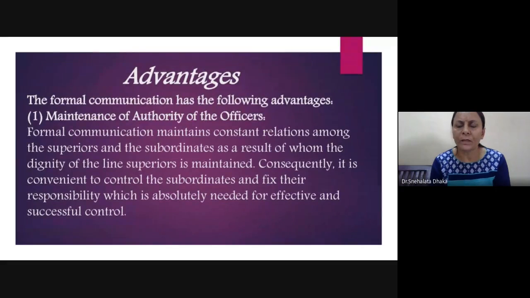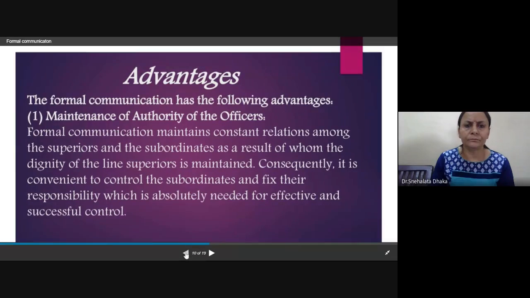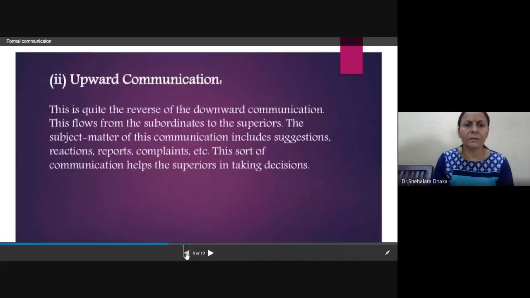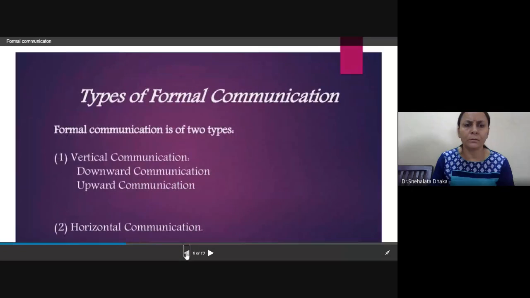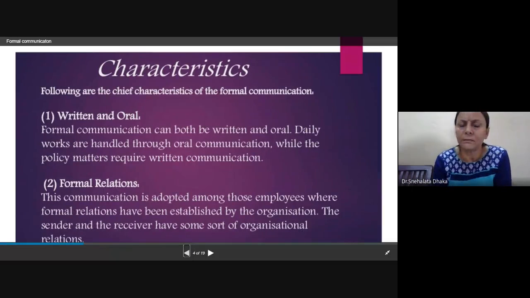And also we can say that, for example, just let me give you a quick recall. See, all these basic features of formal communication we discussed, okay?